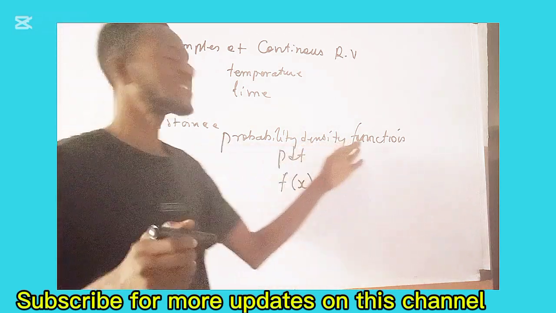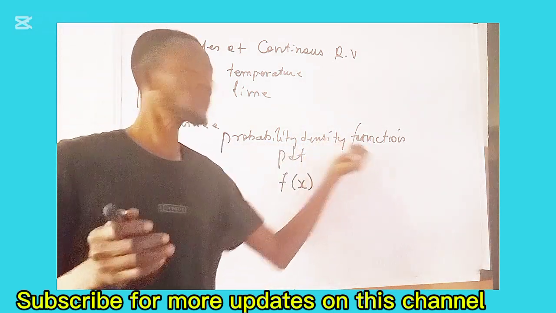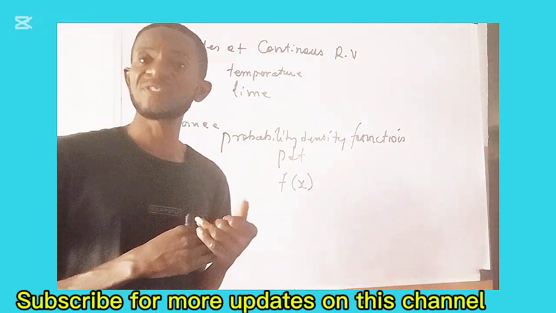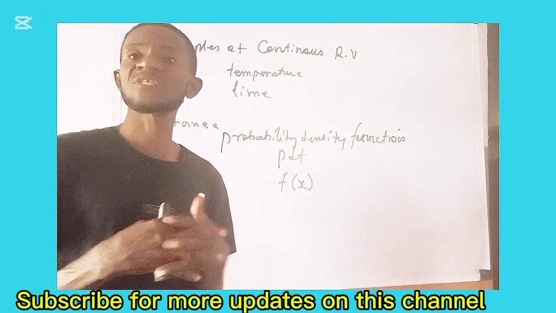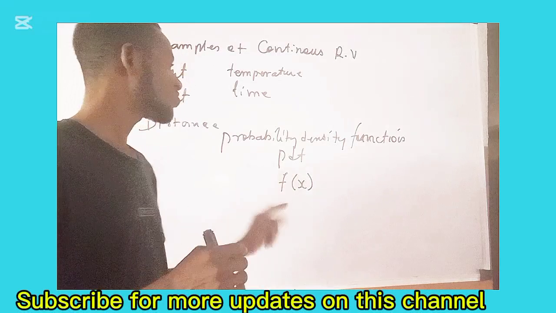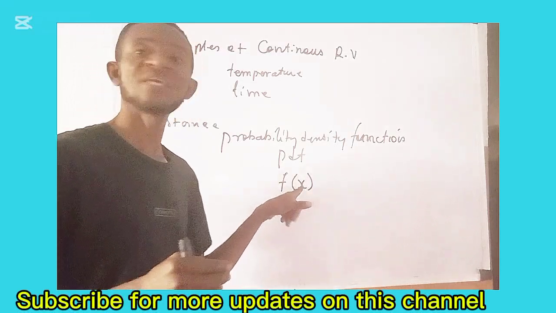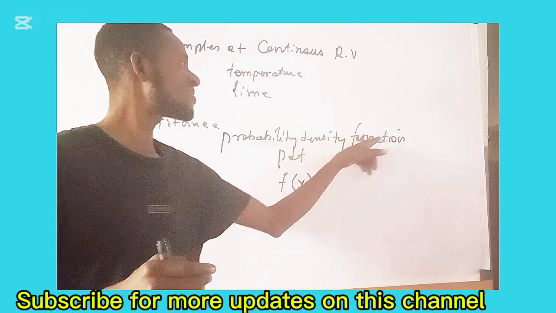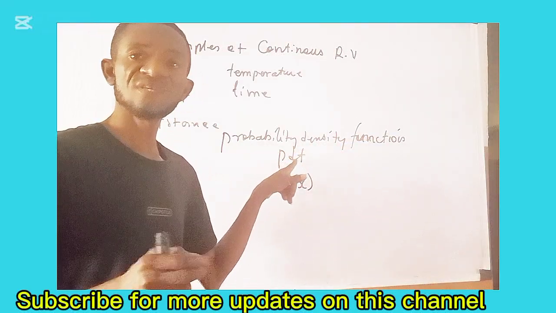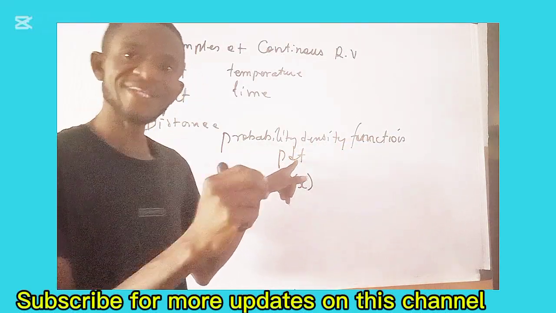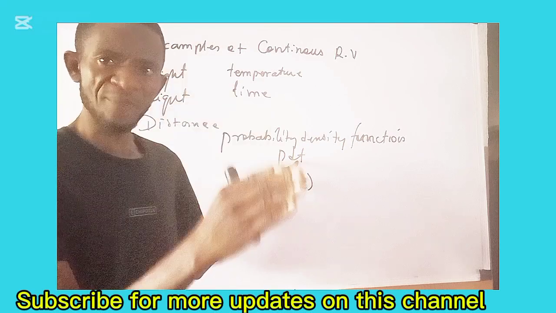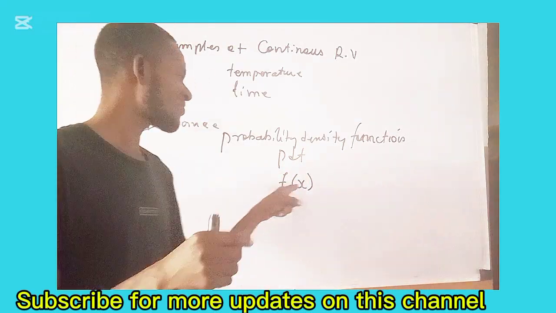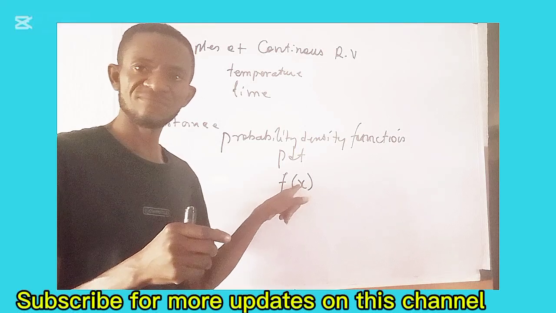The probability density function, of course, is a function that describes the probability of all the possible values of a continuous random variable, say x. I repeat, the probability density function PDF is a function that describes the probabilities of all the possible values of a continuous random variable x.